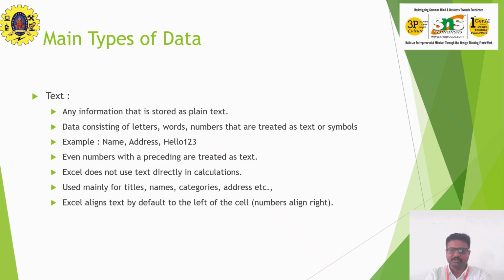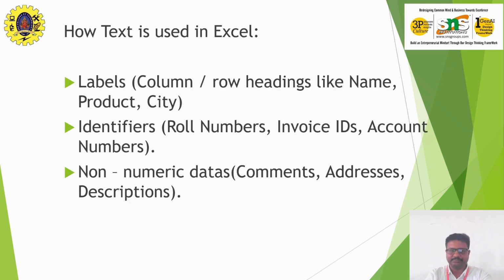Excel does not use the text directly in calculations. It is used mainly for titles, names, categories, addresses, etc. Excel aligns text by default to the left of the cell. That is, it will align the text on the left and the numbers on the right.